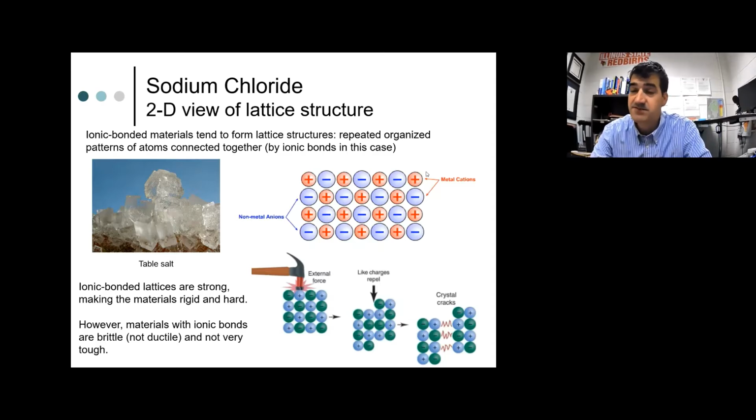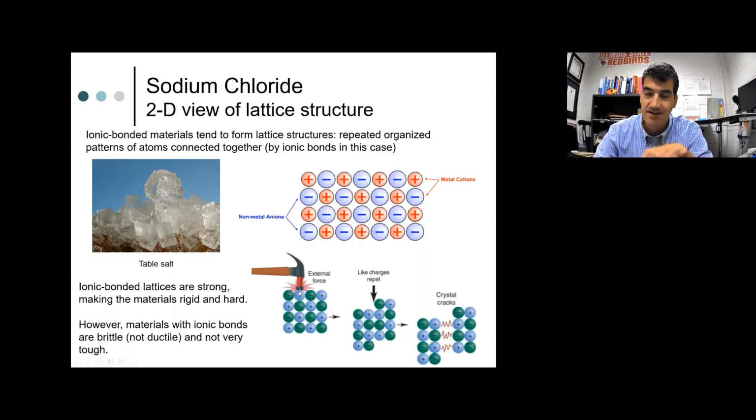And there's a very good reason for that, because if you think about what's going to happen if you hit it or you try to deform it in some way, you're going to have anions next to anions in the structure and cations next to cations in the structure, and like charges repel. And so here's an example here.